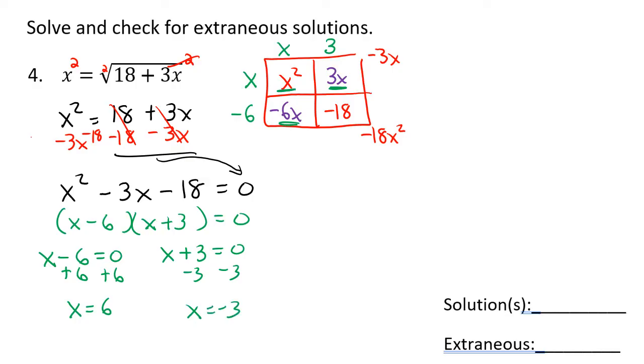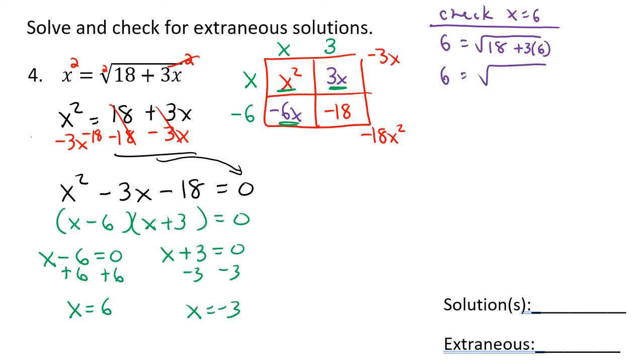However, we have to figure out if we have any extraneous or any solutions. Are they both solutions? Are they both extraneous? Is it one? We have to check. So we're going to go ahead and start off by checking x equals 6. All right, so wherever I have an x in the problem, I will replace it with a 6. Once again, when it comes to checking, you are not moving anything around. You're simply doing the math that you see.